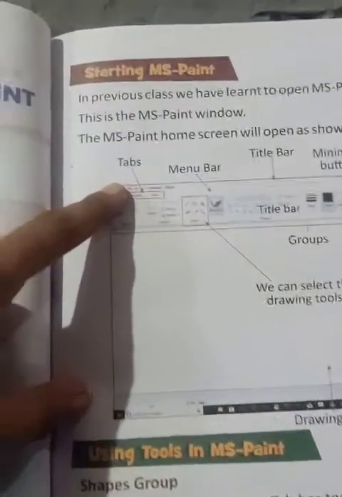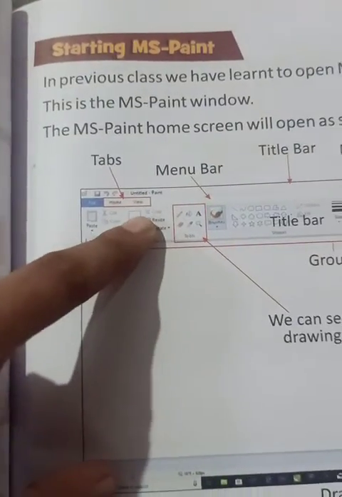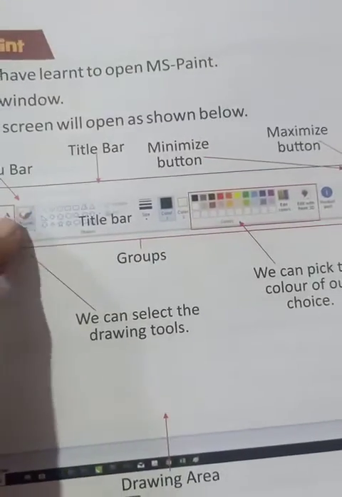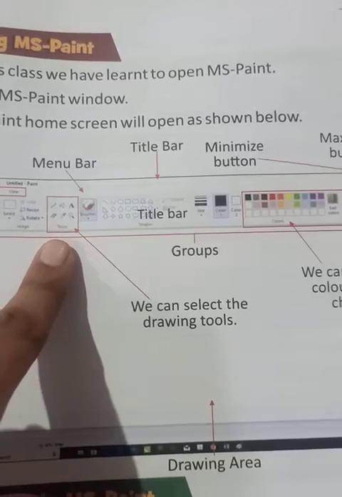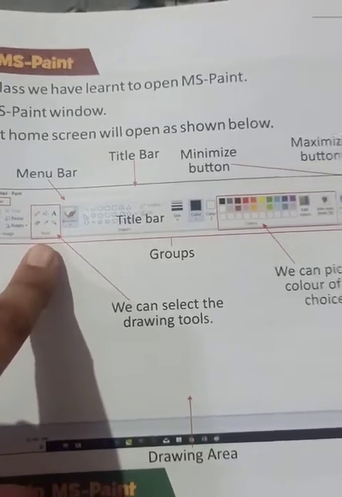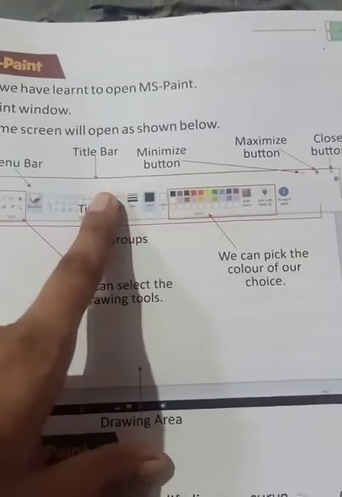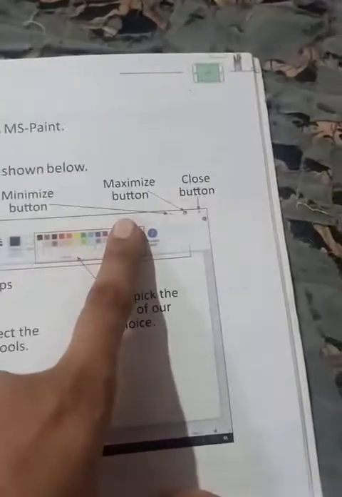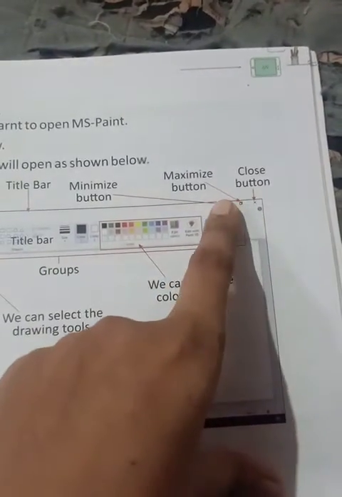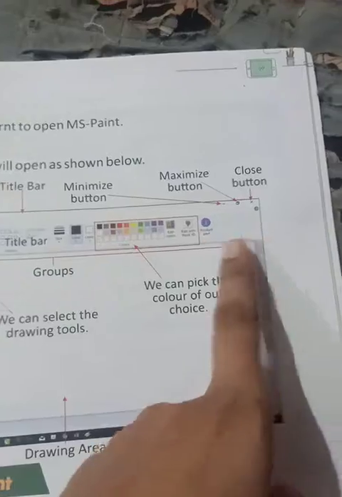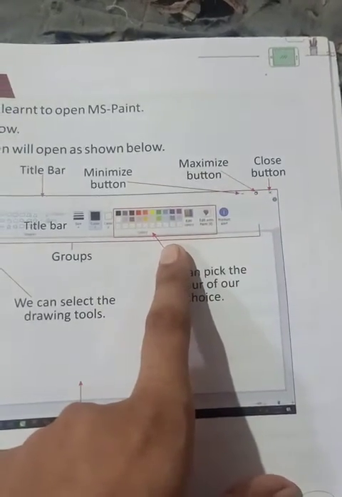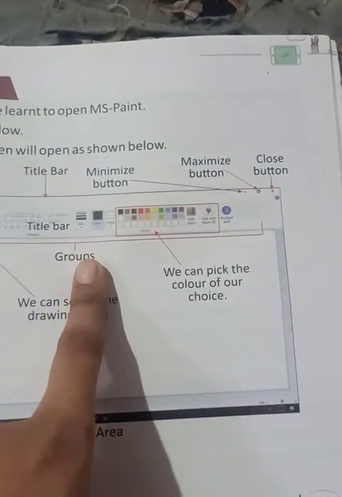Here is the home tab and the view tab. This is the menu bar, where we can select drawing tools, and this is the title bar. It shows which program we are using. This is the minimize button, this is the maximize button, and this is the close button. This is color, from where we pick the color. This is known as a group.